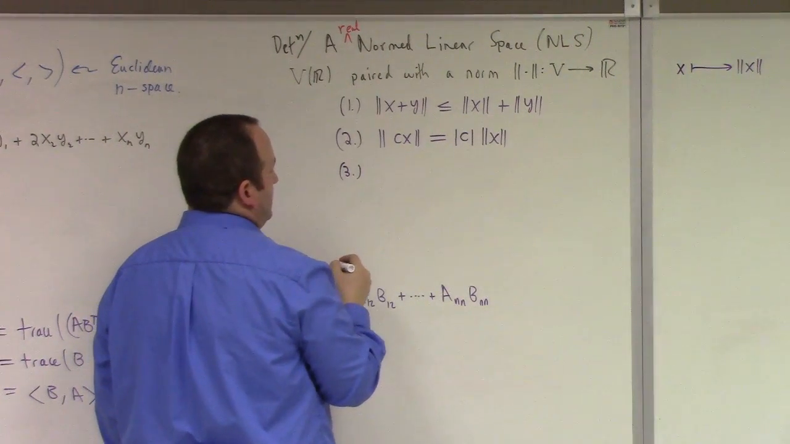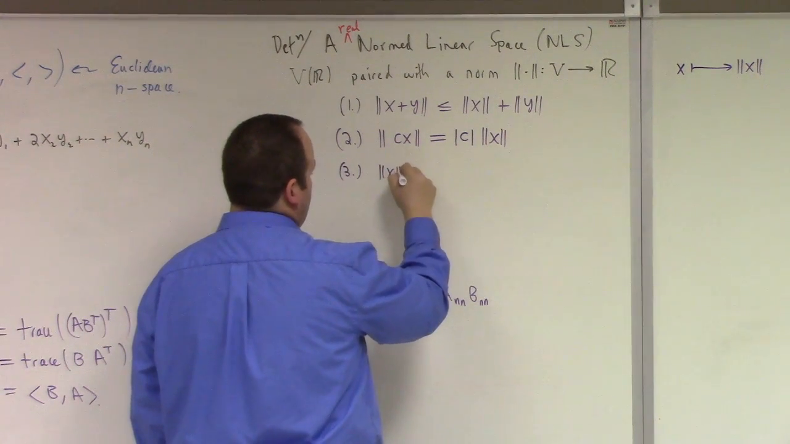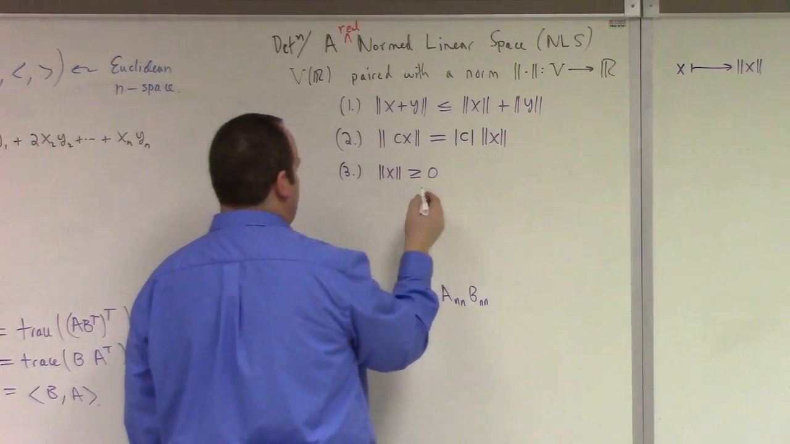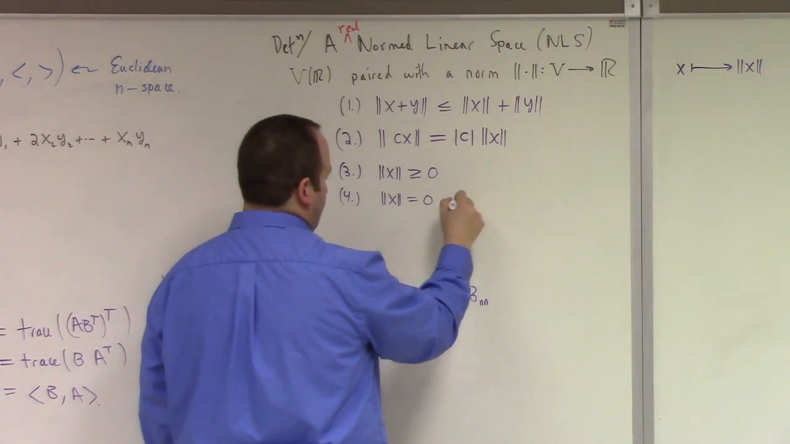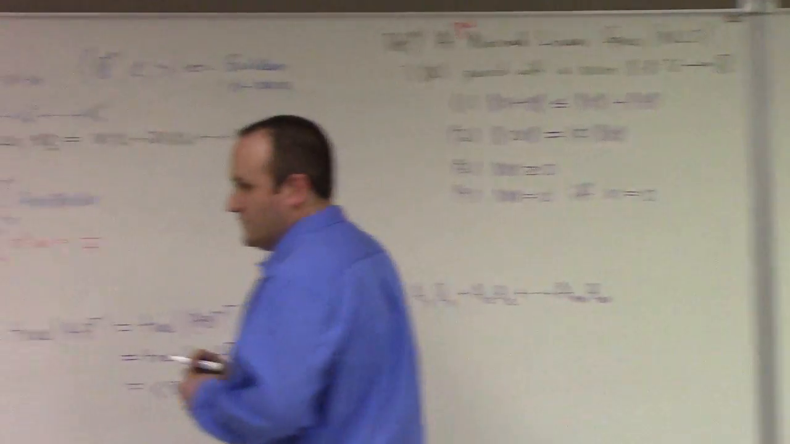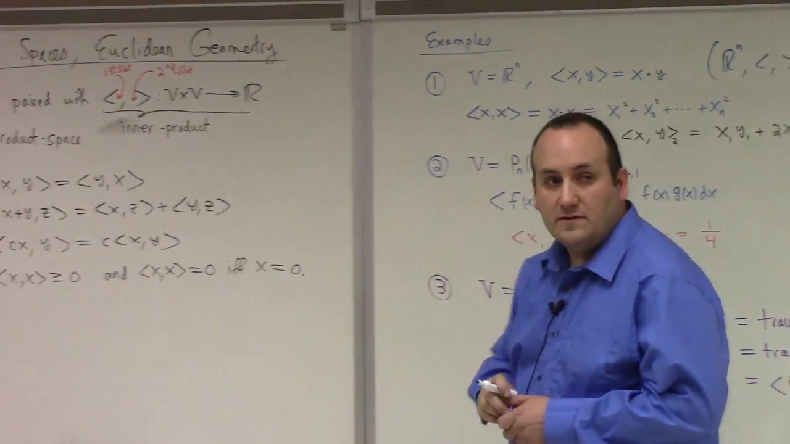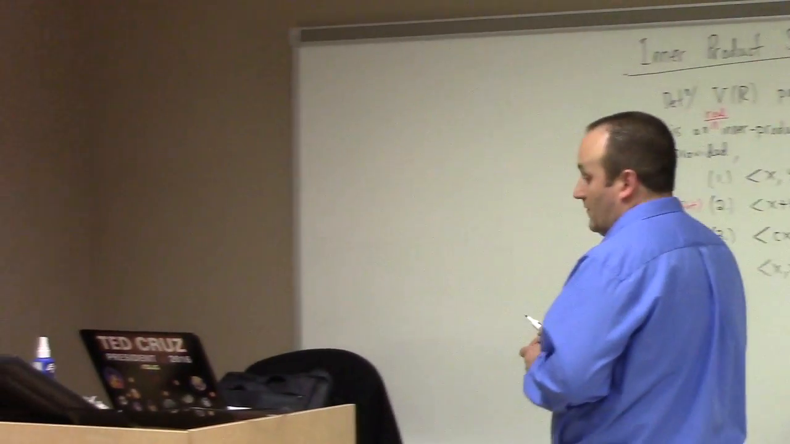Let's see, what else do you know? We also have that the norm of x is greater than or equal to 0, and 4, the norm of x is equal to 0 if and only if x is equal to 0. So again, it's non-negative, and it's only 0 when x is 0.